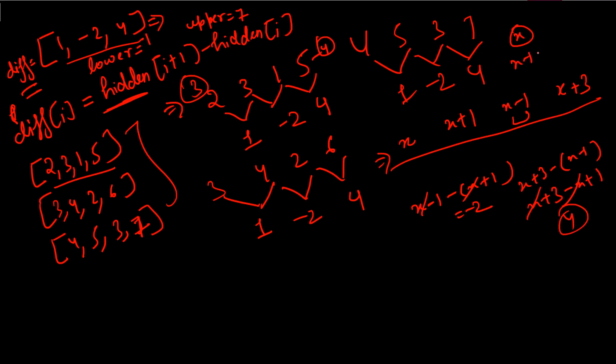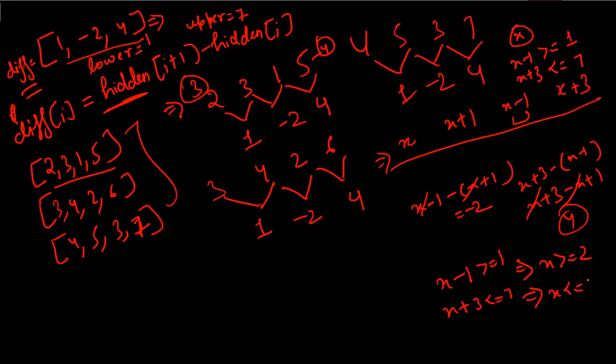That x minus 1 value should be greater than or equal to the lower range that is given to us, that is nothing but 1. What is the maximum value here? X plus 3. We have to make sure that x plus 3, that is the maximum value, should be less than or equal to the upper value, that is 7. So if you solve it, x minus 1 greater than or equal to 1, x plus 3 less than or equal to 7, you will get x greater than or equal to 2, and x less than or equal to 4.